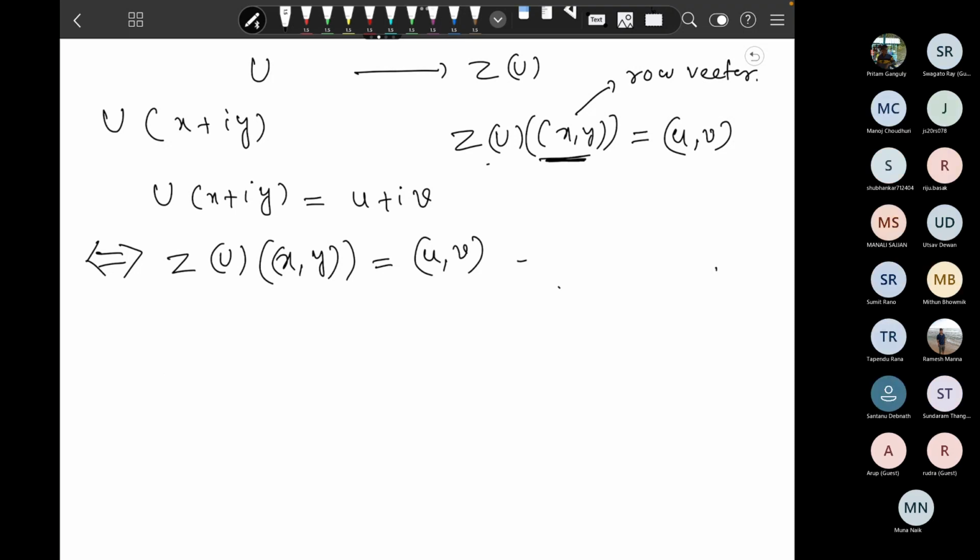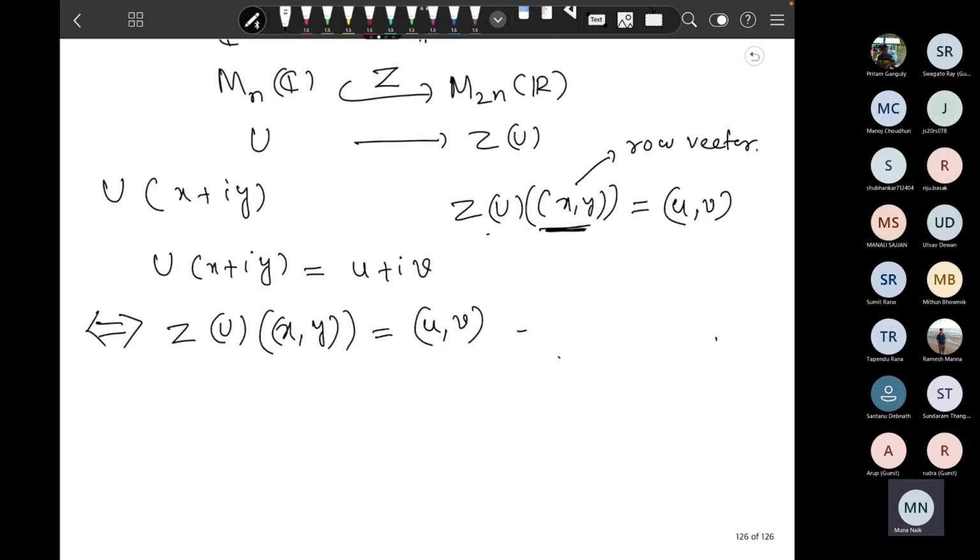Yeah, what did you say? Just repeat it again. U of X plus iY is equal to U plus iV. This implies Z of U of X, if and only if ZU of XY is equal to UV.